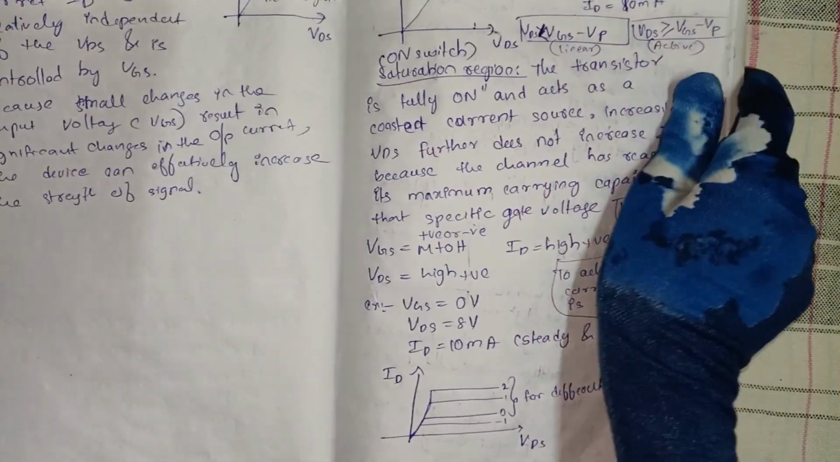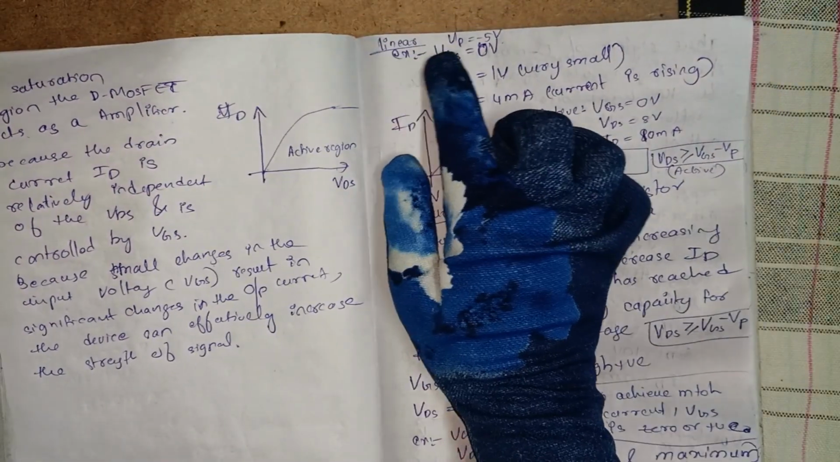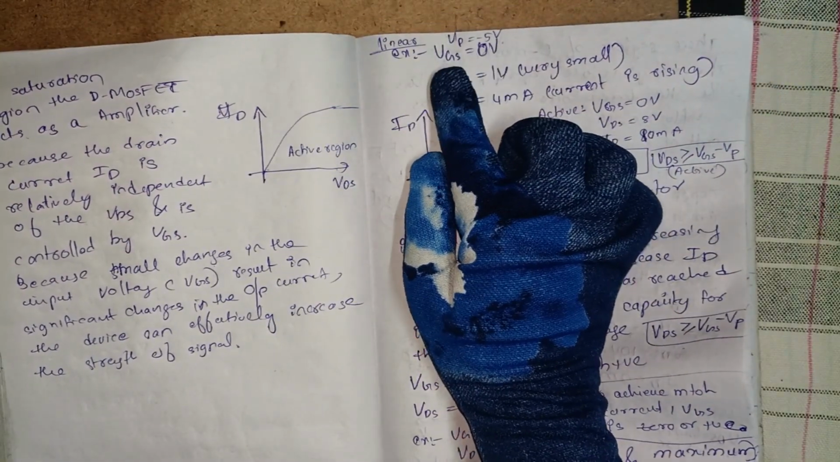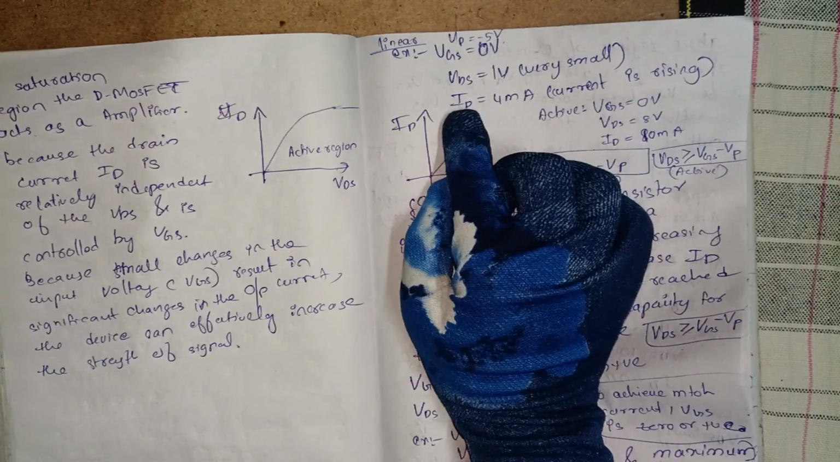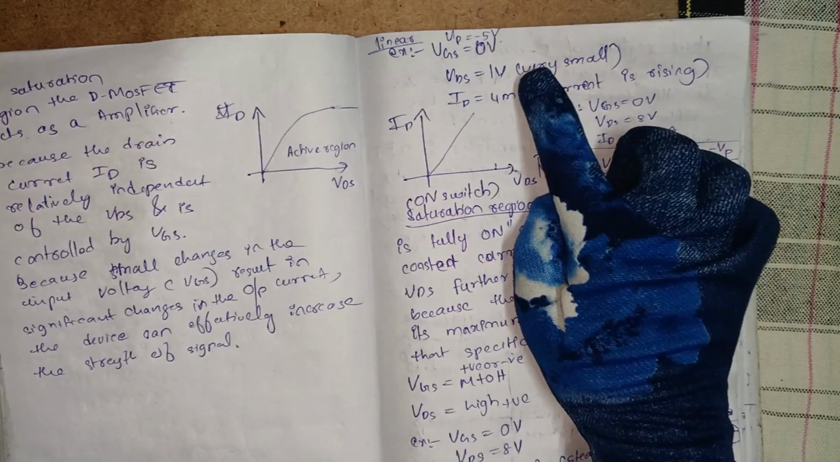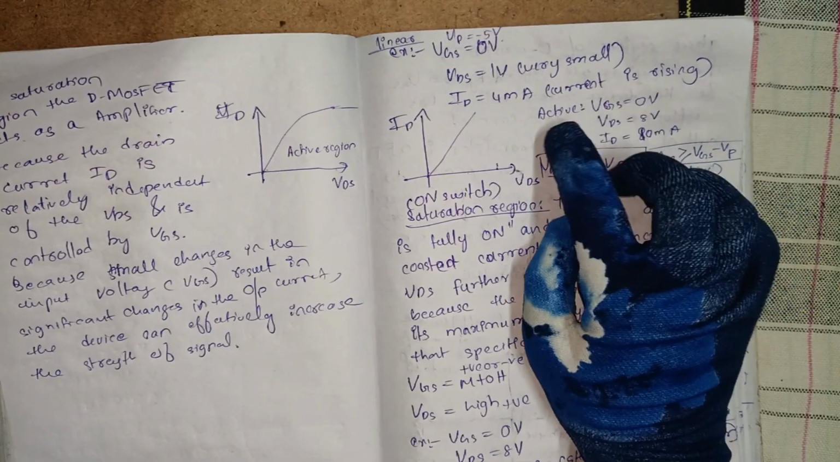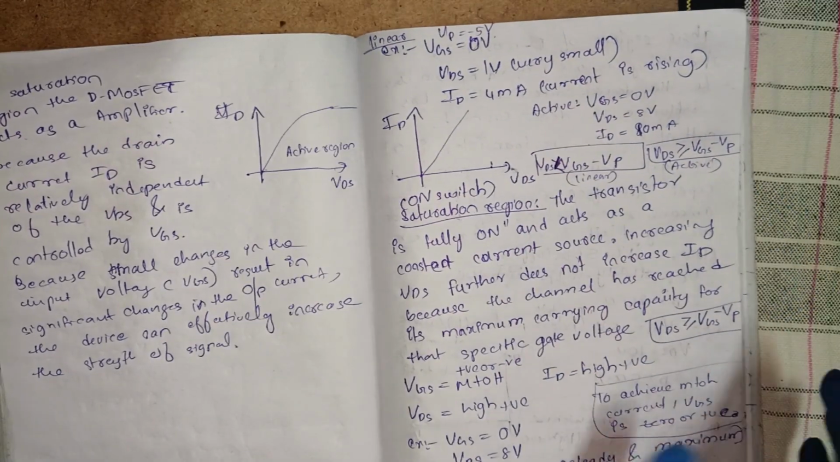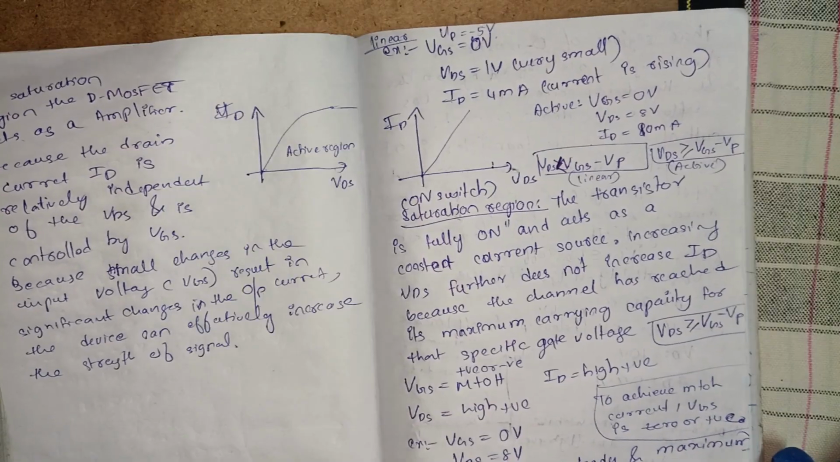Then we have taken one example for linear and active region. For linear, VP is equal to minus 5 volts, VGS is equal to 0, VDS is 1 volt, and ID is 4 microamperes. Very small here, and the current is rising. So we have to see whether the conditions are satisfied or not.